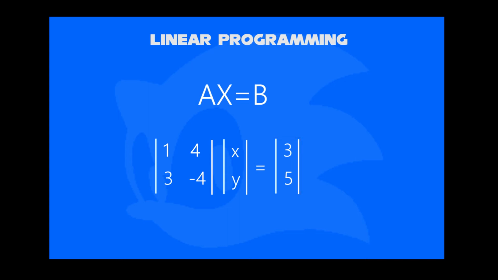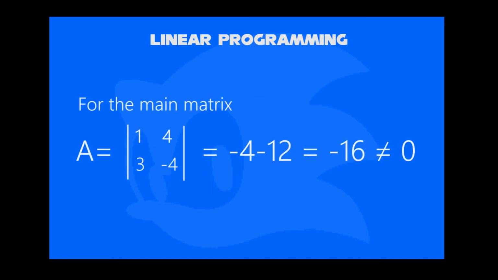As seen from the topic matrices and determinants, we further solve with one method of this technique. 2 by 2 is a square matrix of A. X and Y is a column matrix of X. And 3 and 5 is a column matrix of B. So we write AX equals B. Just to make sure, we divide by the main matrix, given the main matrix should not be equal to 0.